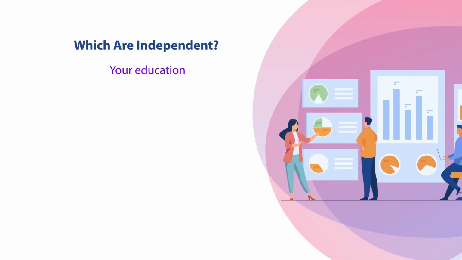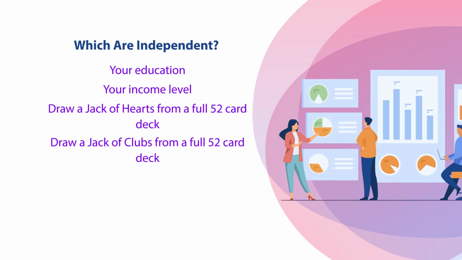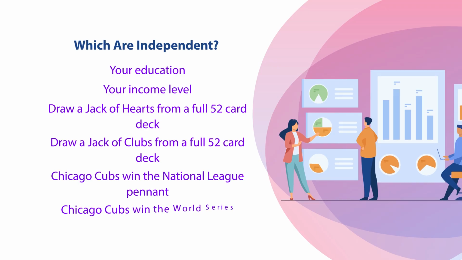So, your education, your income level. Draw a jack of hearts from a full 52 card deck, draw a jack of clubs from a full 52 card deck, or the Gymkhana club wins the National League match, or the other cricket clubs or the IPL win the different cricket series. So this is all about the things.